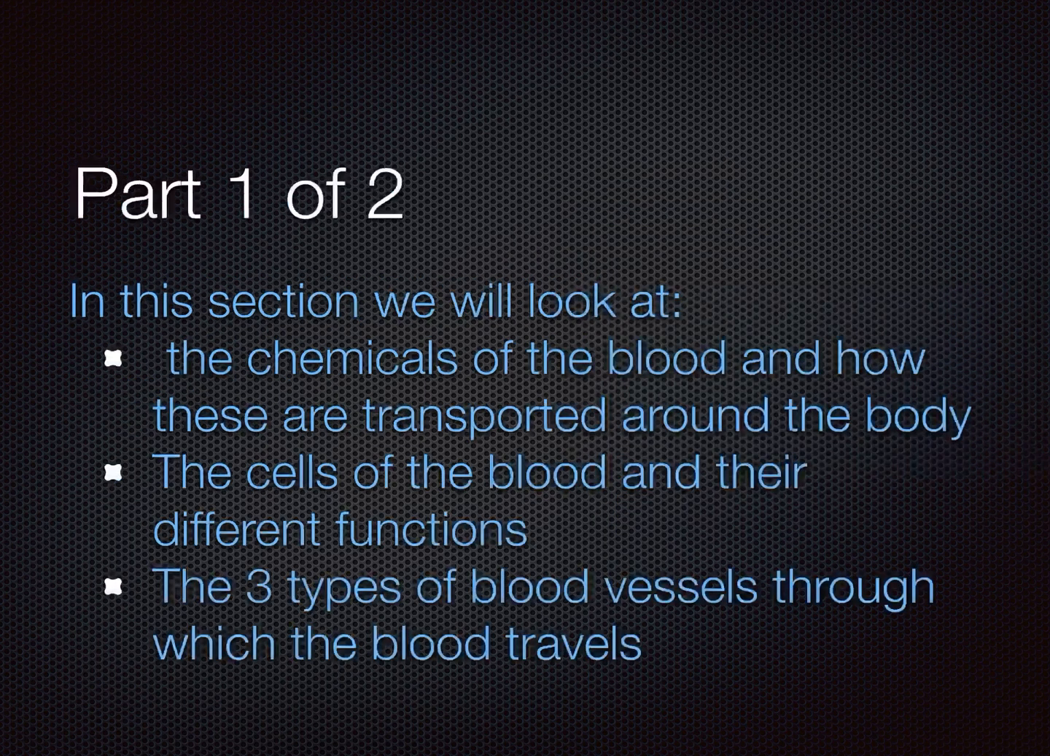Okay, so this is going to be part one of a two-part video. Part one, we're going to look at the different chemicals that are found in the blood and how they're transported around the body. We're also going to look at the cells which are inside the blood and their different functions. Finally, we're going to look at the three different types of blood vessels through which the blood travels.